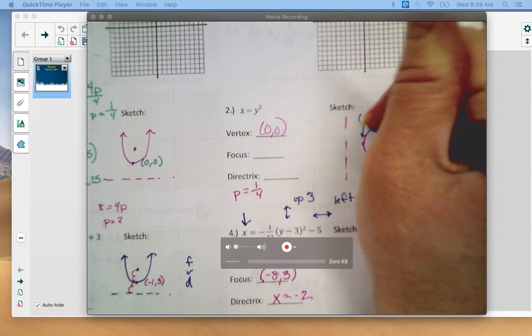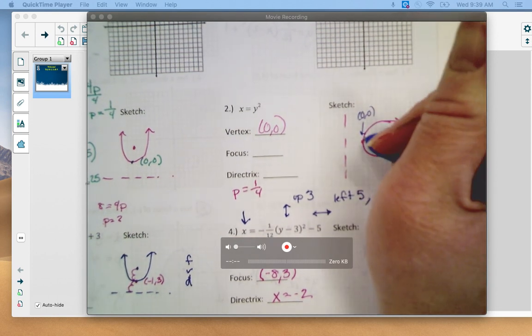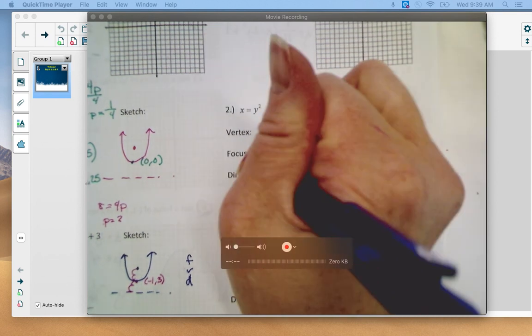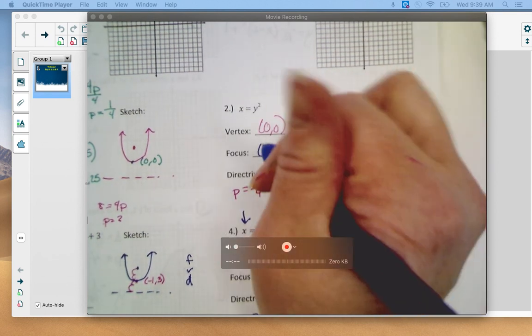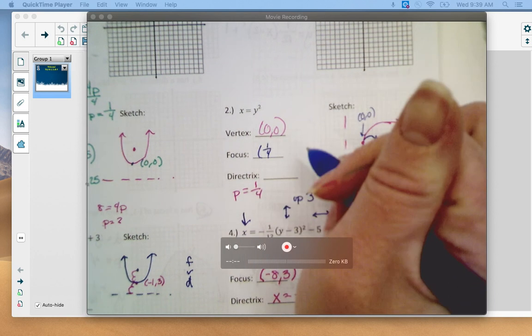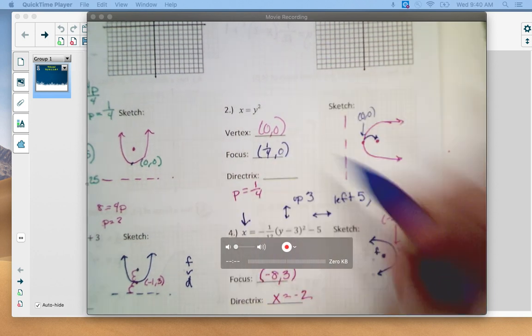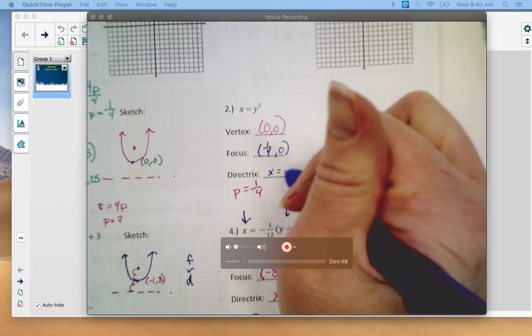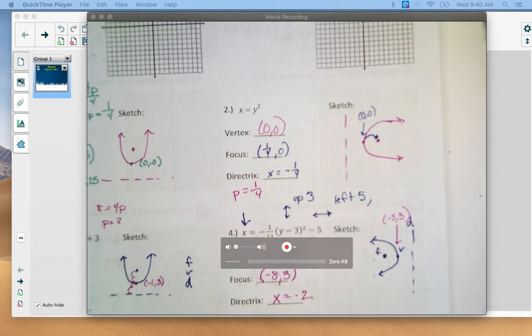So if this is 0, 0, that means I'm going to have to go to the right 1/4. What would my focal point be? 1/4 or 0.25, 0. And if I go to the left, it's x is equal to negative 1/4 or negative 0.25.